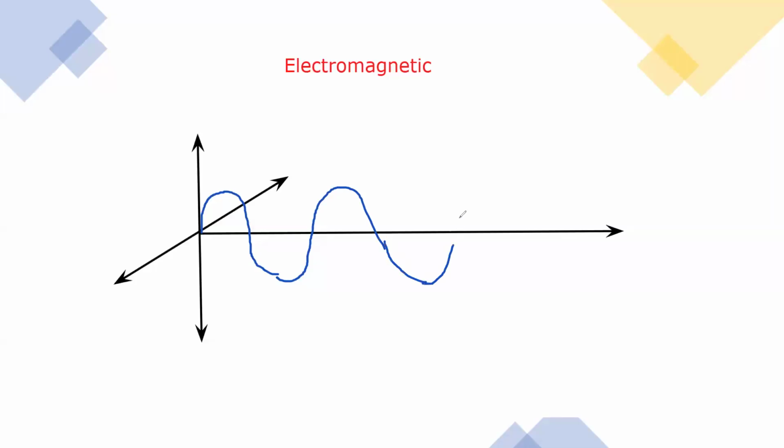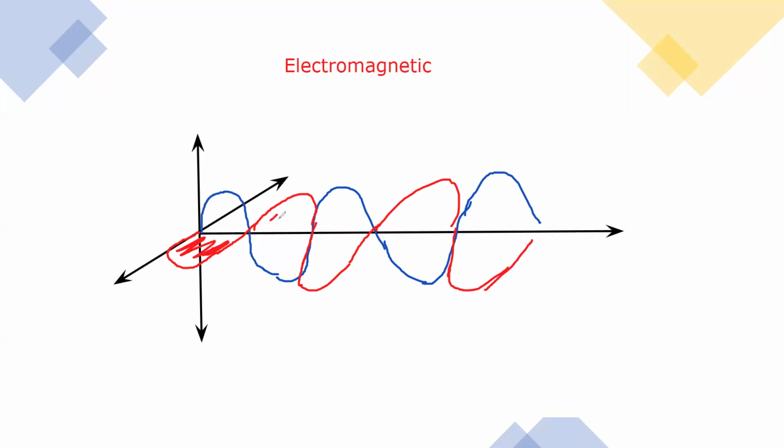And it is a variable electric field. Continuously, the electric field changes. And the change in electric field produces a magnetic field. So this is representing the magnetic field, the red one. And both of them are 90° to each other, perpendicular to each other.